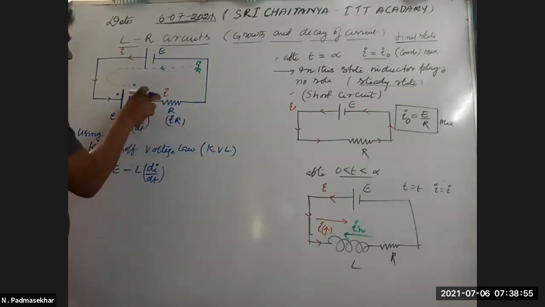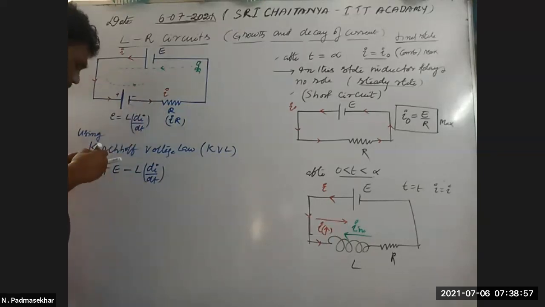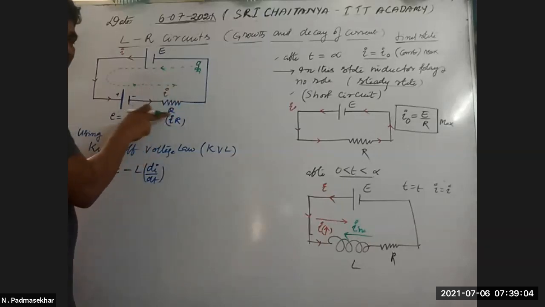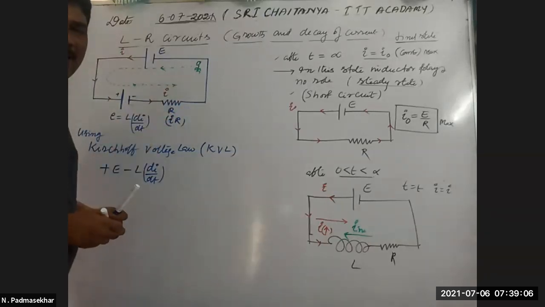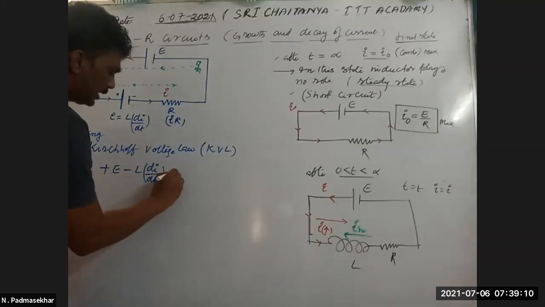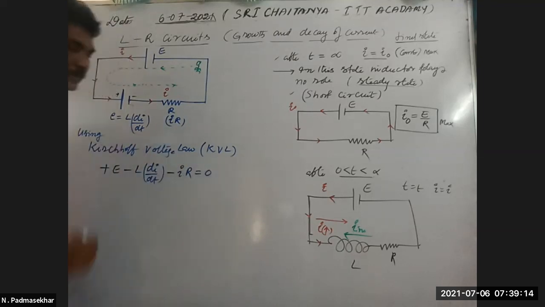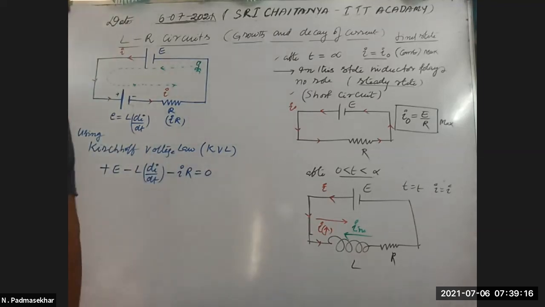And see that here, I cross the resistor in the direction of the current. The potential drop across the resistor is minus IR. Very good. So E minus L di by dt minus IR is equal to 0.